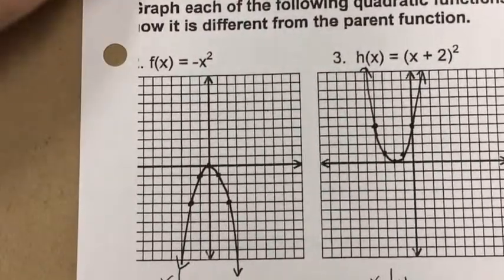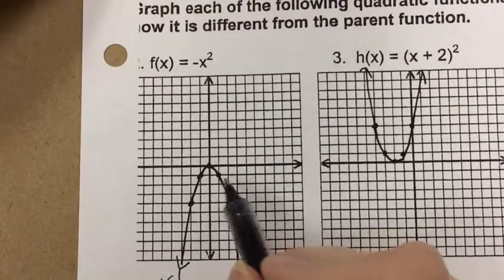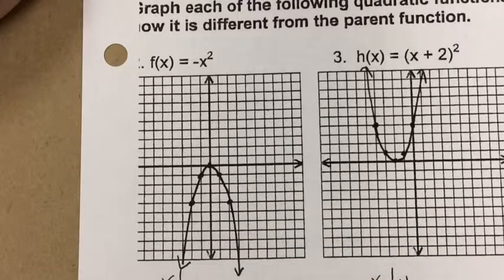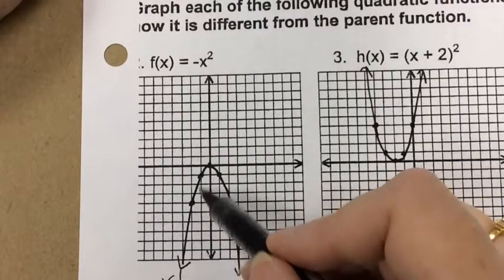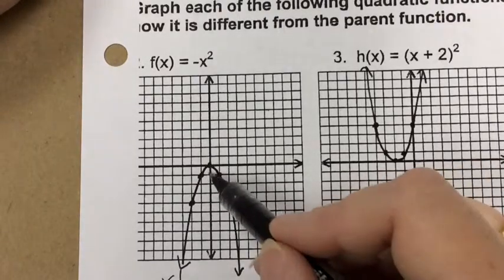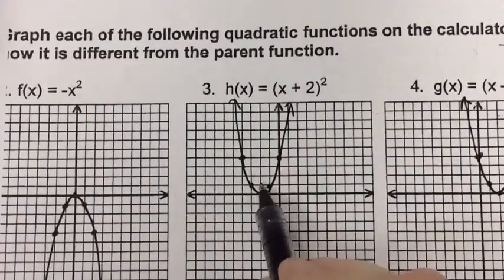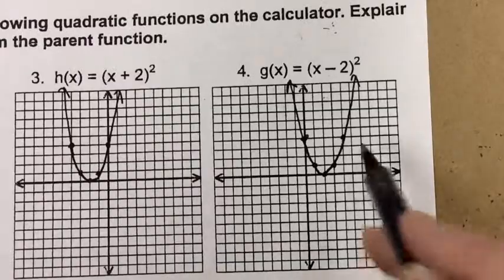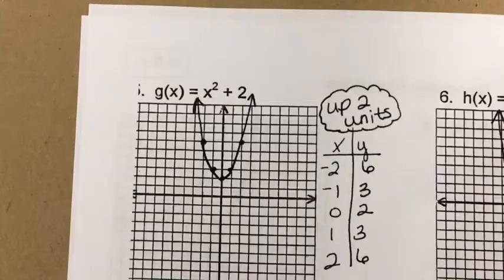Let's look at this one. This one has the same pattern. It goes down 1 over 1, then from there down 3 over 1. This one went up 1 over 1, up 3 over 1. Same pattern. This one, up 1 over 1, up 3 over 1. Same pattern. And we go to the back.